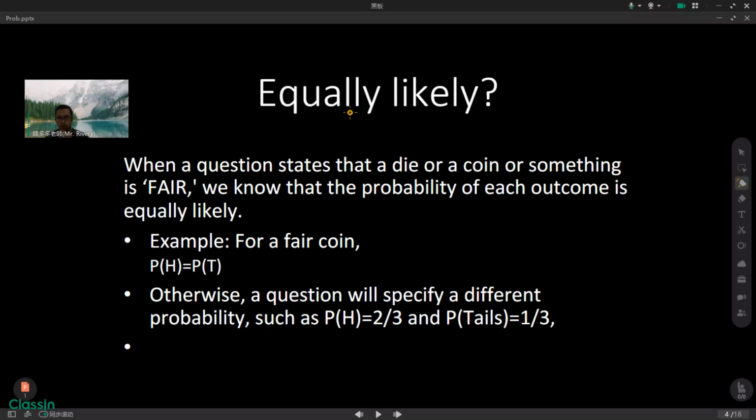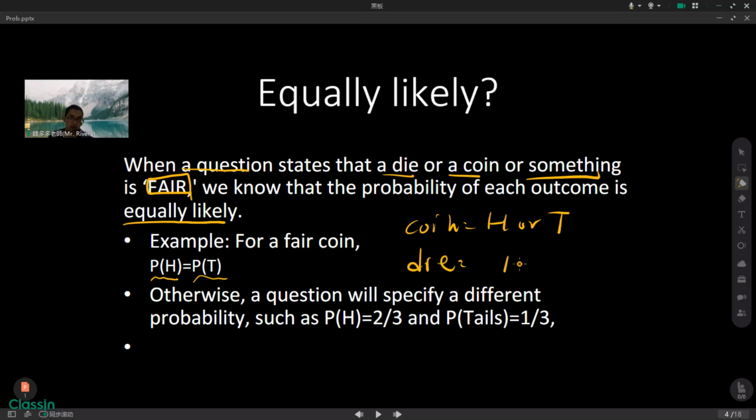So if you are solving a math question, and the question states that a die or a coin or something is fair, if it mentions fair, then we know that the probability for each outcome is equally likely, just like the coin or the die we mentioned before. Then we can write down that the probability of heads is equal to the probability of tails, because each outcome for a coin is head or tail. For a die, the outcome might be 1, 2, 3, and so on to 6. Each probability will be the same: P(head) is equal to P(tail), P(1) is equal to P(2) is equal to P(3).